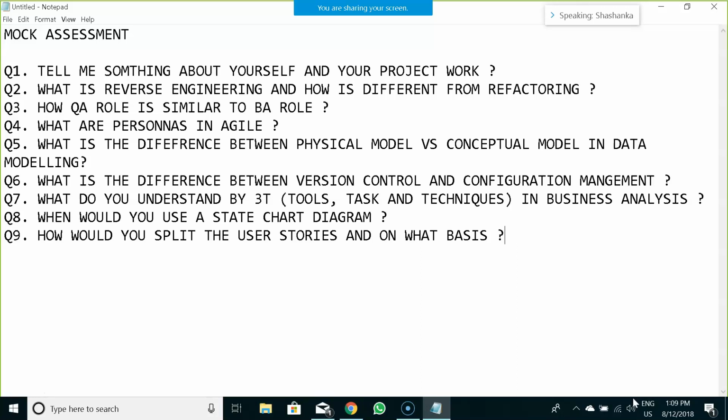So what are the criteria on the basis of which you split the user stories? I explained 8 to 10 criteria: the effort required to implement that user story, the variations in the data, the workflows, operations, users. So depending on these criteria, you can split your user stories.